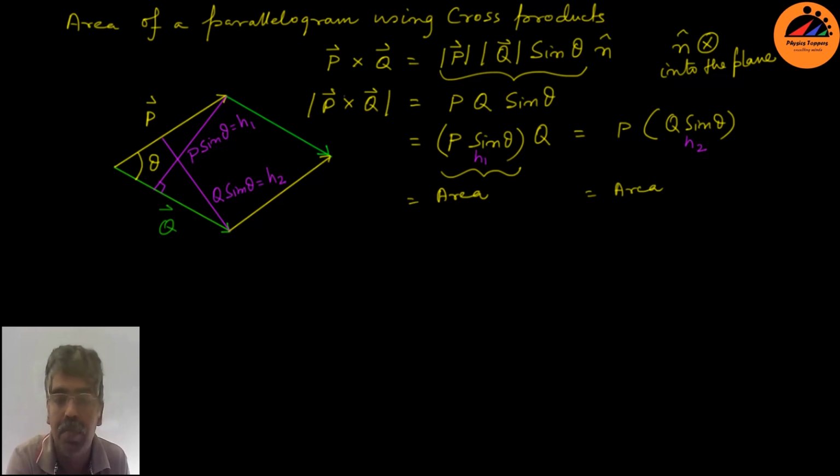This is the geometrical proof that the magnitude of P cross Q is the area of the parallelogram. I shall do a few problems, but before that, let me tell you how to find P cross Q.